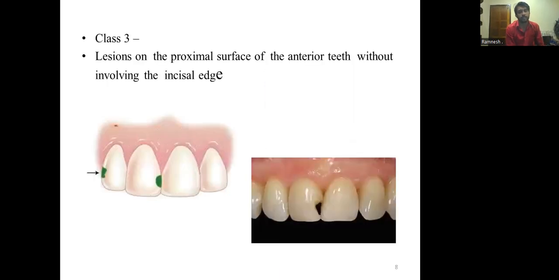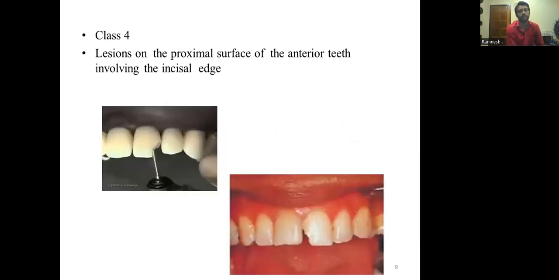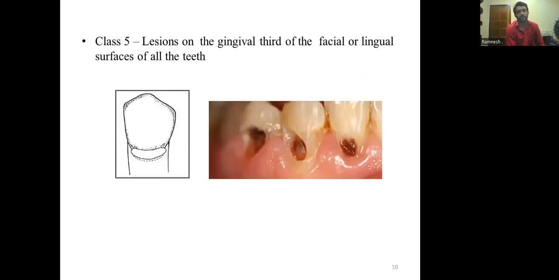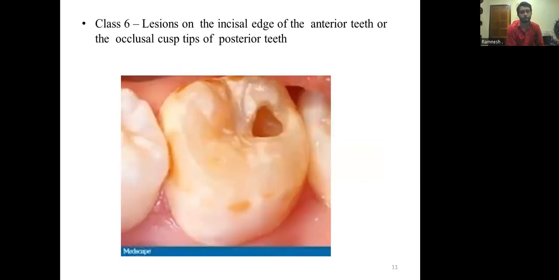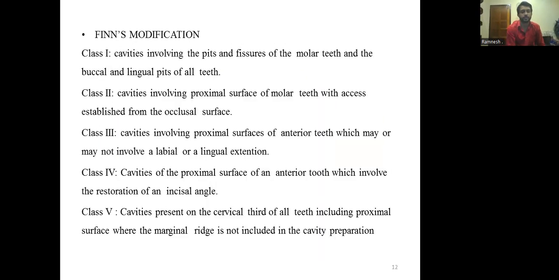Class 3, lesions on the proximal surface of anterior teeth without involving the incisal edge. Class 4, lesions on the proximal surface of anterior teeth involving the incisal edge. Class 5, lesions on the gingival third of the facial or lingual surfaces of all teeth. Class 6, lesions on the incisal edges of anterior teeth or the cuspal tip of occlusal posterior teeth.